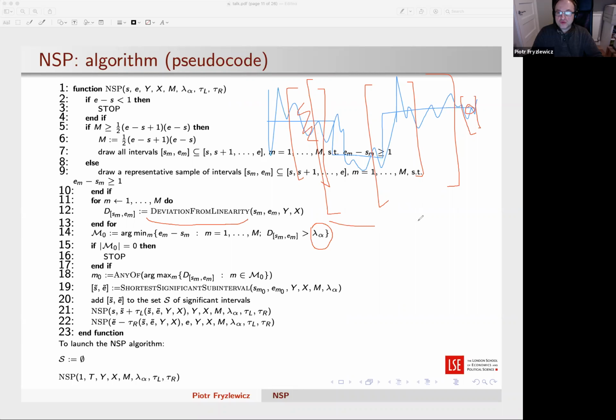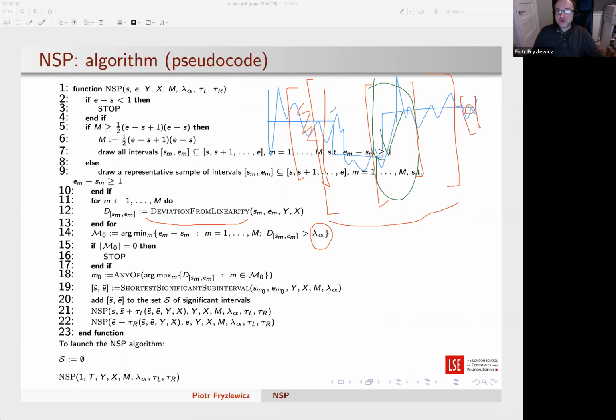This long interval, maybe the linearity is violated because I have 2 change points in between the endpoints. But that's a pretty long interval. Can I do better? Yes, I can. Let me change colors. I found this interval here where linearity is violated, hopefully, because I have this jump here. And it's the shortest such interval. So it's the shortest interval on which my linearity is violated. Okay, good. I found this interval.